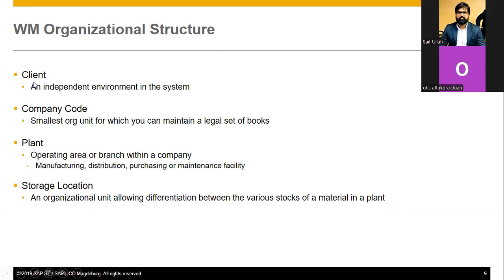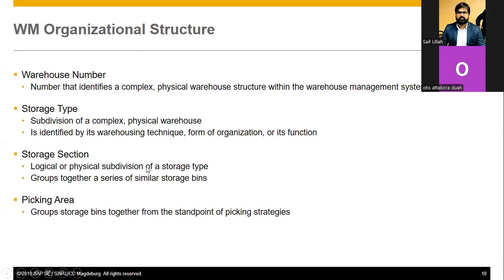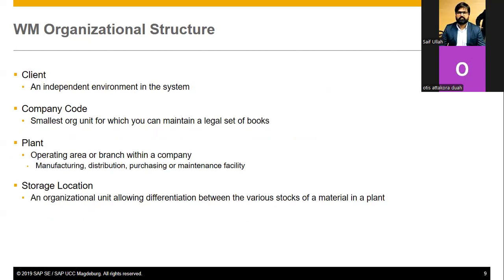As you know, the client is an independent environment in the system. The company code is the smallest organizational unit for which you can maintain a legal set of books like balance sheet and P&L, profit and loss accounts. A plant is an operating area or branch within a company, a manufacturing, distribution, purchasing or maintenance facility. A storage location is an organizational unit allowing differentiation between the various stocks of a material in a plant. So you already know this structure, I'm just explaining it to revise. But because of our business, I want to design a new warehouse structure, which I sent you on Fiverr, and this is how I start.